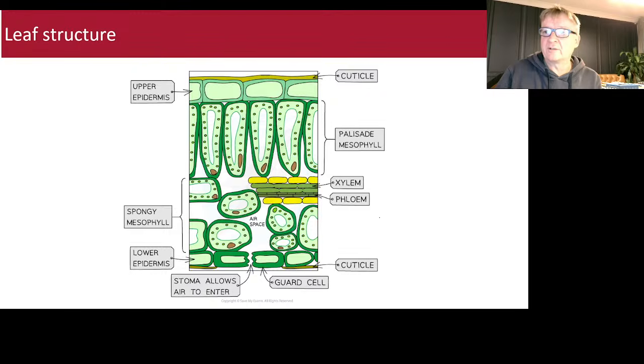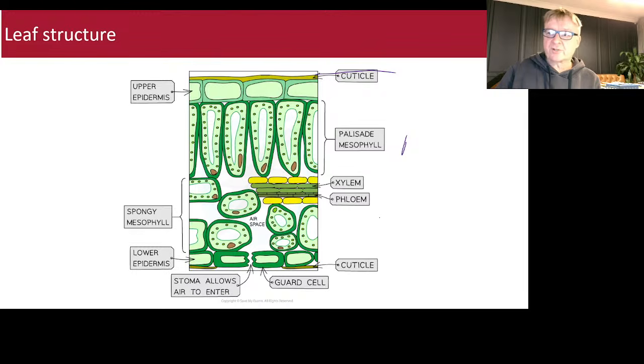We've got the waxy cuticle. Now the job of the waxy cuticle is to keep water in, right? So if you think about a cactus, it has a thick waxy layer to stop water getting out. So it's not a waterproof layer, it's to stop water getting out. Upper epidermis, palisade cells, okay, that are rectangular, xylem and phloem, spongy mesophyll that's got gaps in between, lower epidermis, stoma and guard cell. So how does oxygen get in?